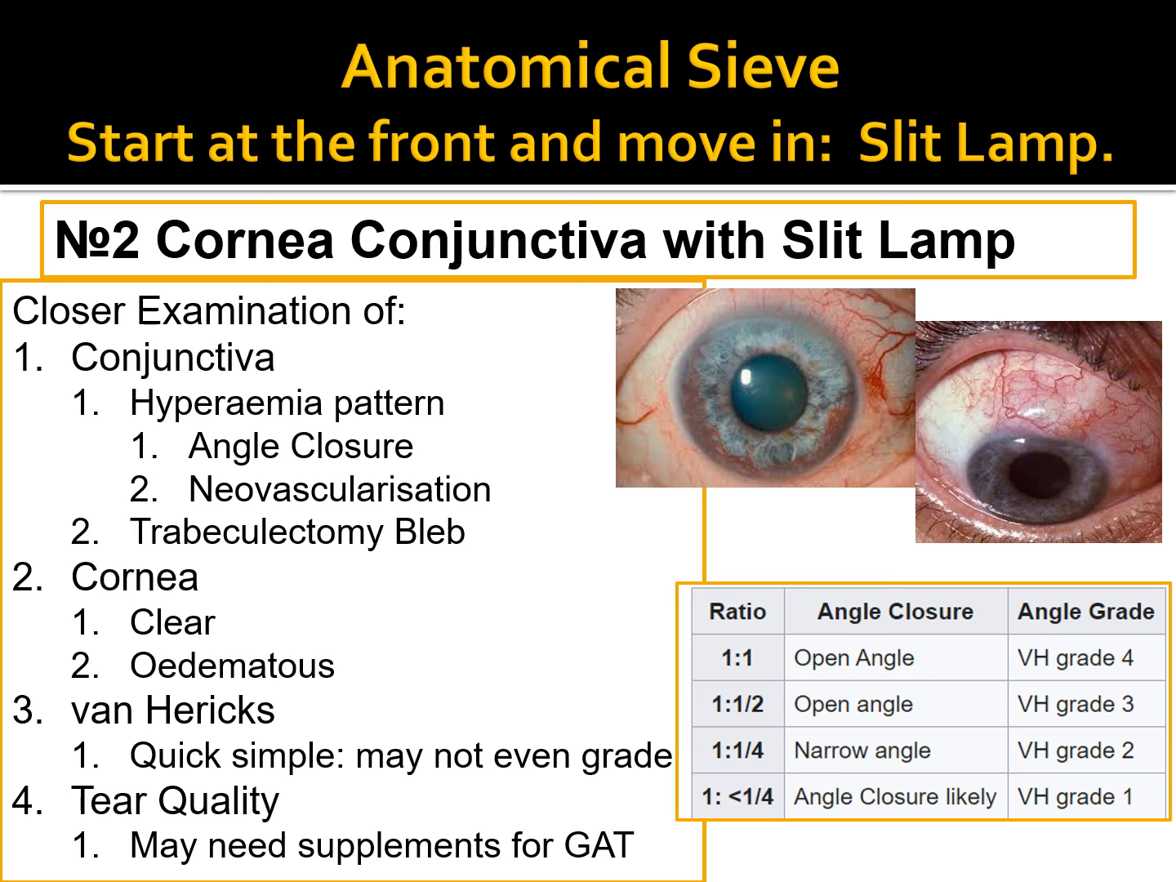And the tear quality sometimes is important, because if you're going to do GAT, you need to know what the tear quality is going to be like, because you might need to augment it with fluid just to get an accurate reading, because tears are just such a blighter with GAT. So Van Herrick's is so quick and easy, and already you've learned a lot. You've never looked at the angle yet, but you've already learned a lot.